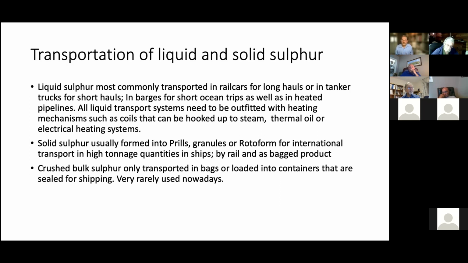Of course, it's the same thing if it's transported in pipelines. You have to have heating there. Solid sulfur. Now, if you have to transport it internationally, long voyages, then you have to transport it as solid. In the old days, they used to transport it as crushed bulk. They used to just pour the sulfur onto the ground, crush it up and ship it. But this creates a lot of dust, and there have been some explosions. Actually, there was a famous explosion in the hold of a ship. And then the industry decided to go into safer forms of transportation. So you have prills, granules, rotoform, which is almost like a Smartie, for international transport in high tonnage quantities. It's also transported by rail and as bag product.